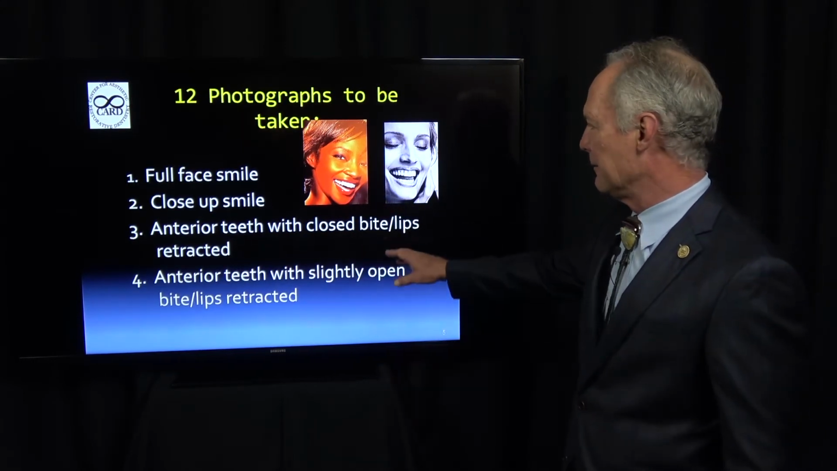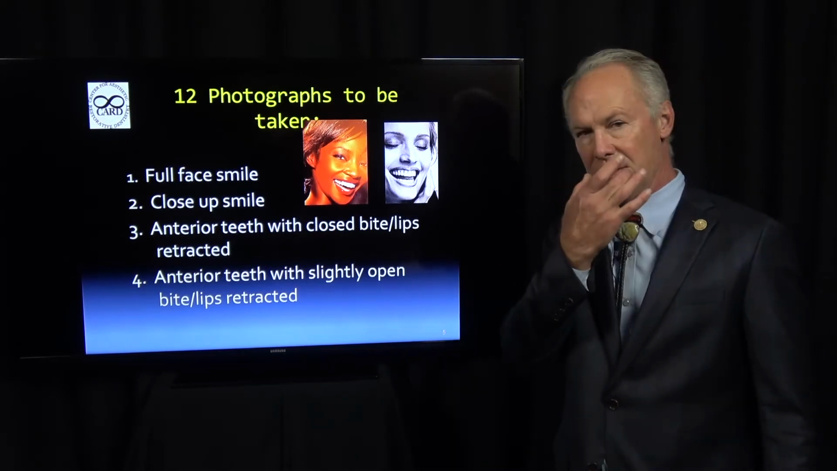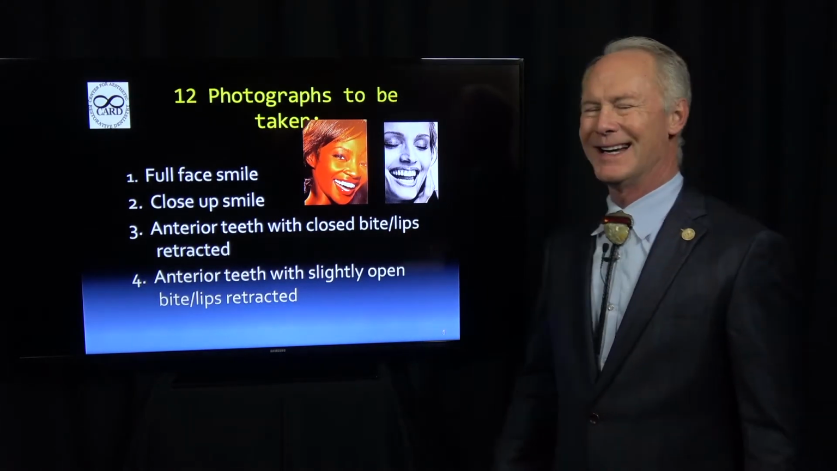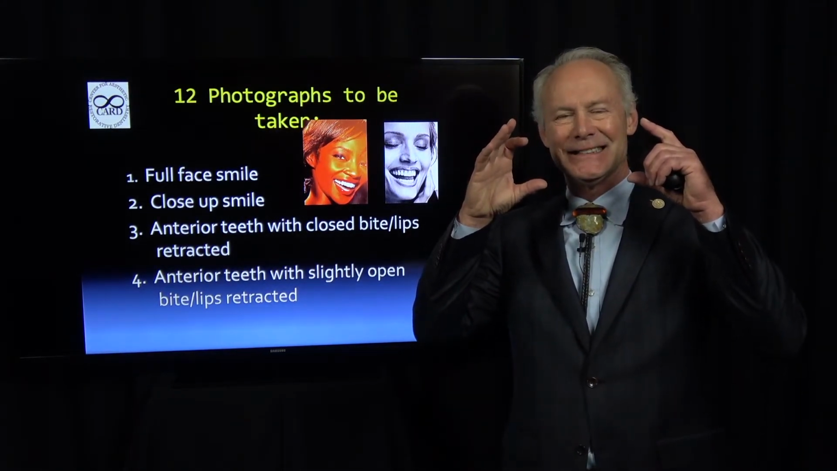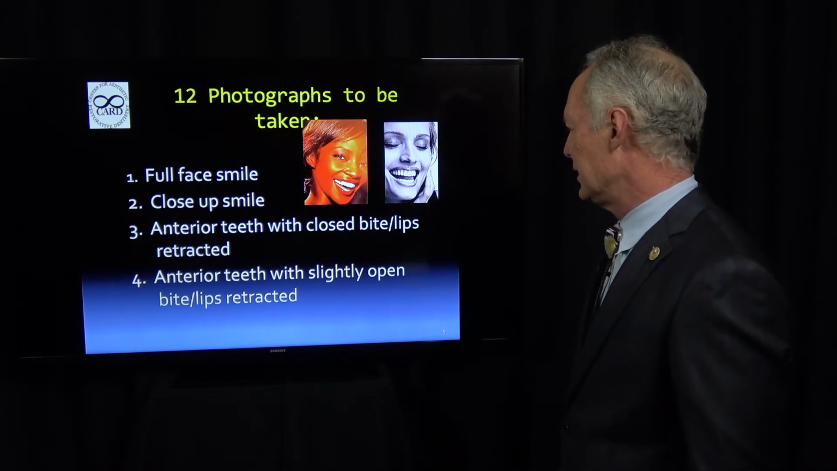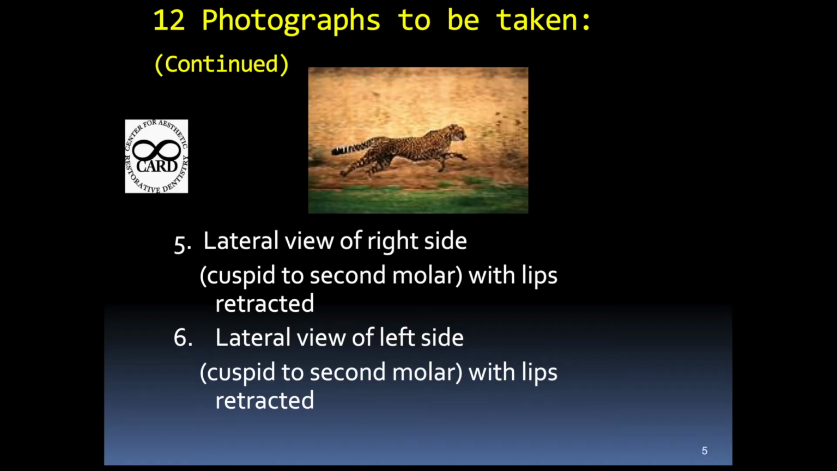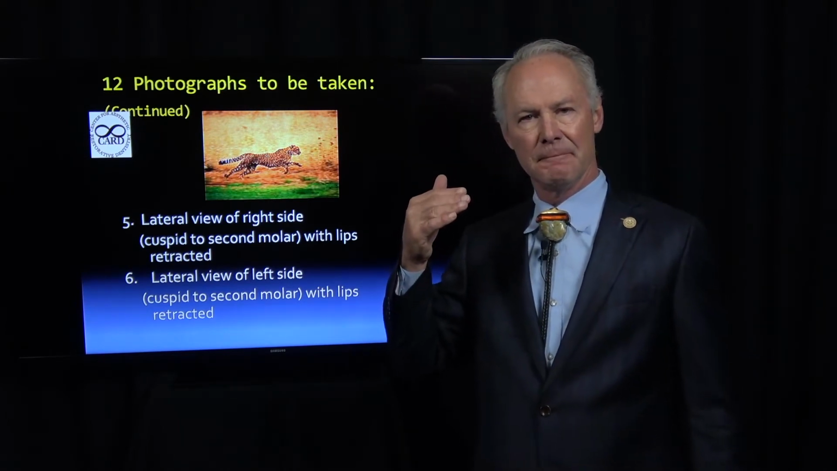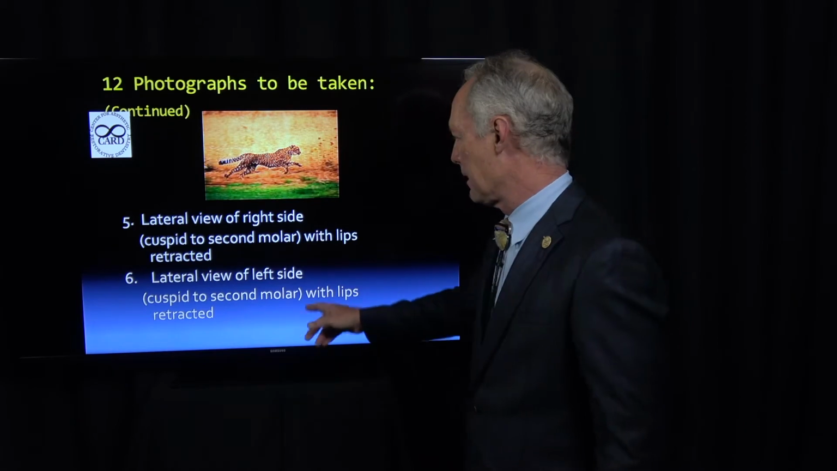The full face smile, the close-up smile, just of the smile, the anterior teeth with closed bite, lips retracted, teeth together, and the anterior teeth slightly open bite with the lips retracted, with the teeth slightly apart so you can see if the teeth are worn or chipped in the anterior. A lateral view of the right side, cuspid to second molar with lips retracted. This shows if you have any unsightly old porcelain metal crown margins, abfraction, gingival recession.